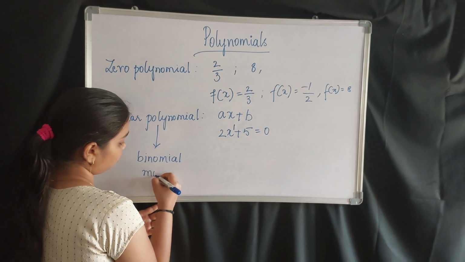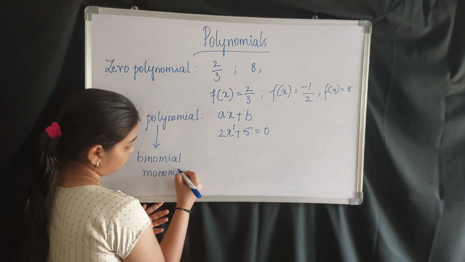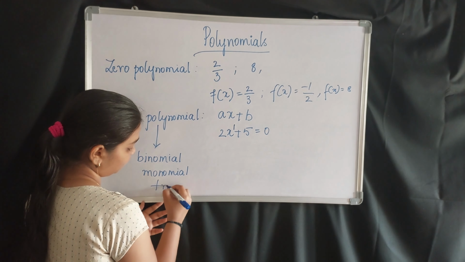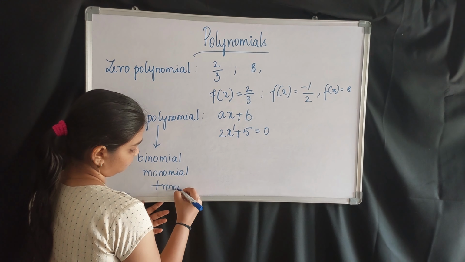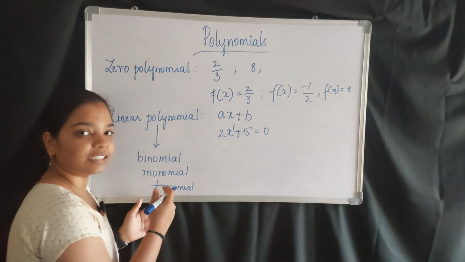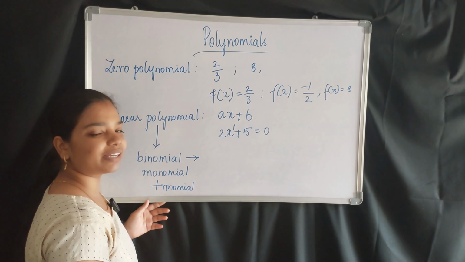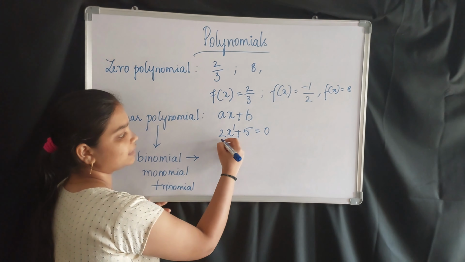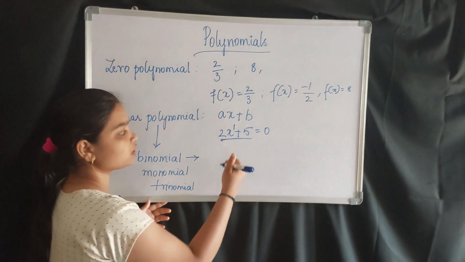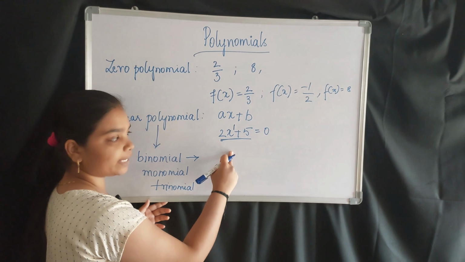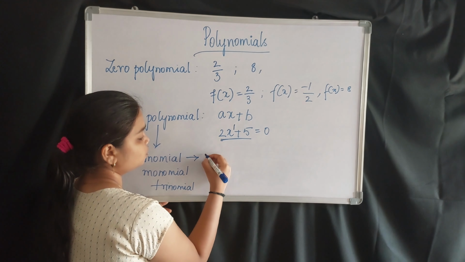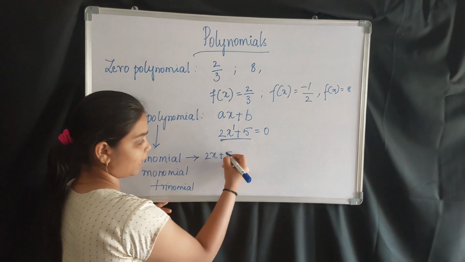And now again we have a binomial, a monomial, trinomial, to be classified more. How can we define this? A binomial will always have two terms. That is, this is a binomial because there is one term called 2x and the other term called 5. So 2x plus 5 is a binomial.